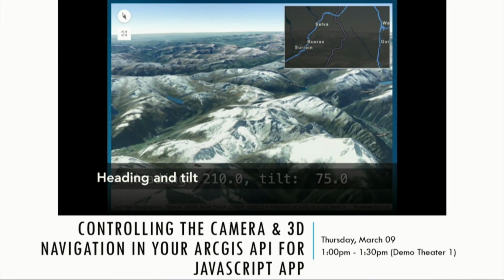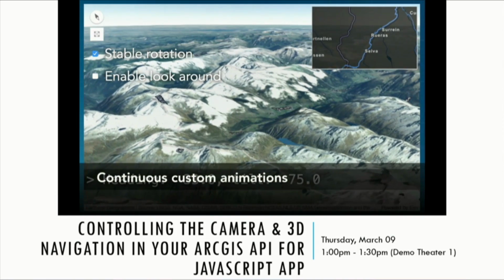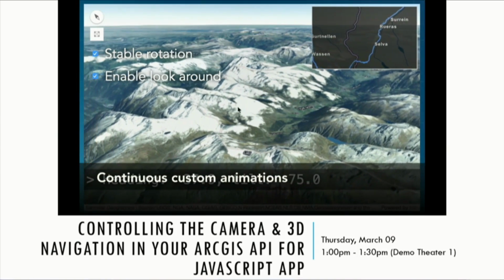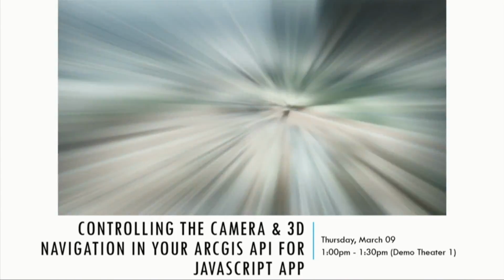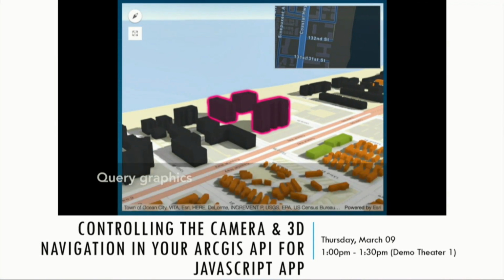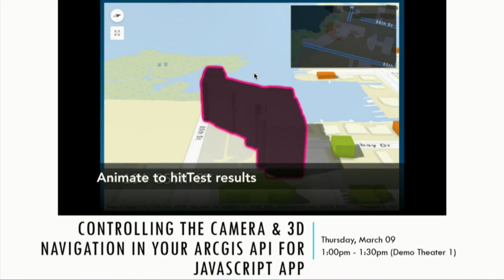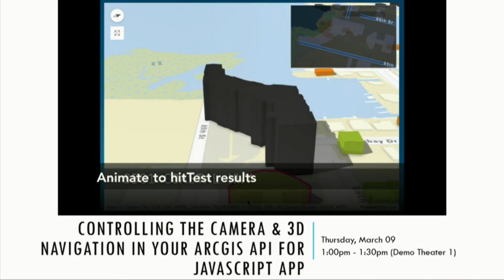Simple camera animations like doing heading and tilt using our GoTo API. There's also continuous animation, so how can you implement this? Maybe have look around style animations and interaction, querying graphics and then framing them and highlighting them. Also clicking, so hit testing a graphic and then how you can frame them. What are the animation options, stuff like this.